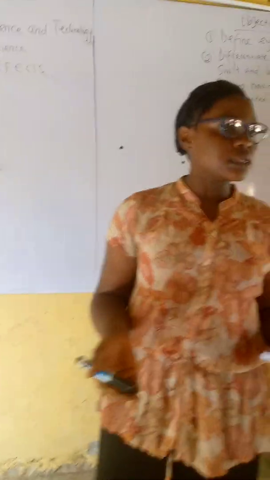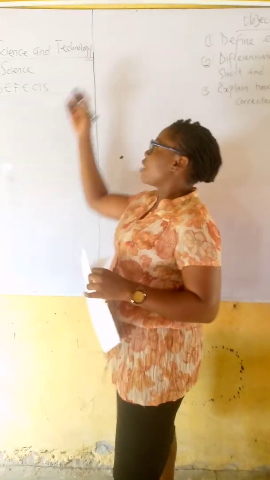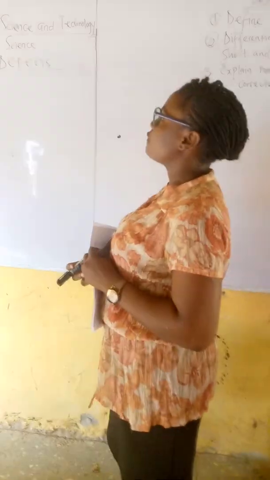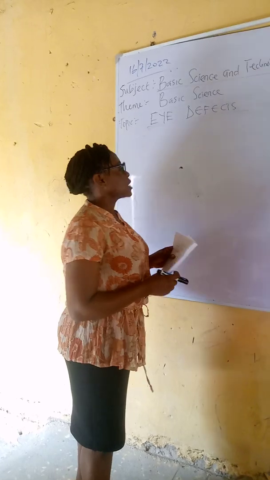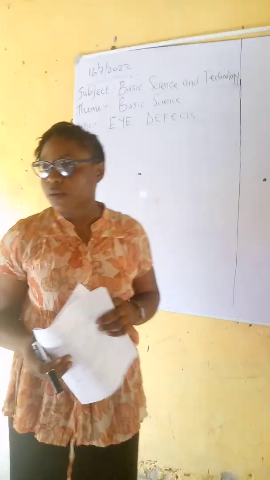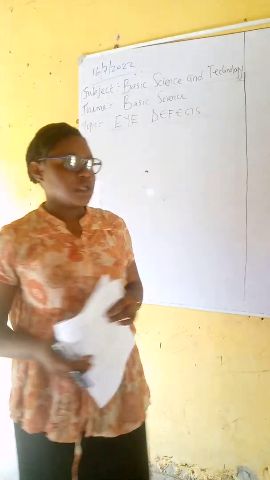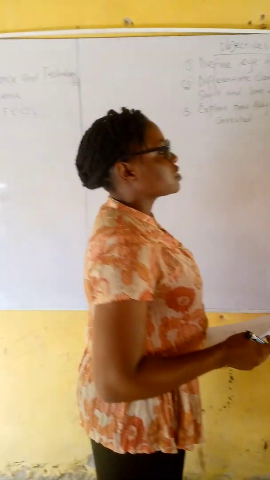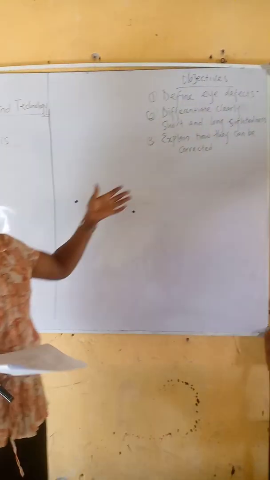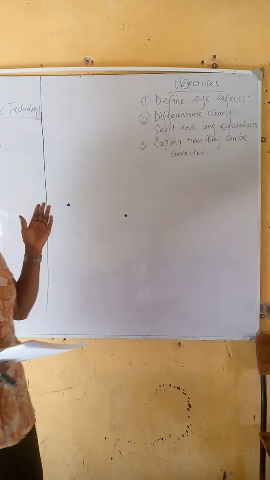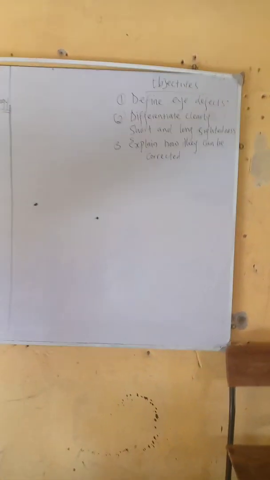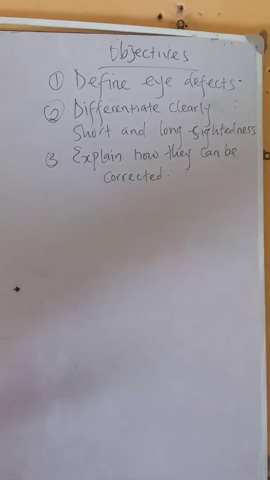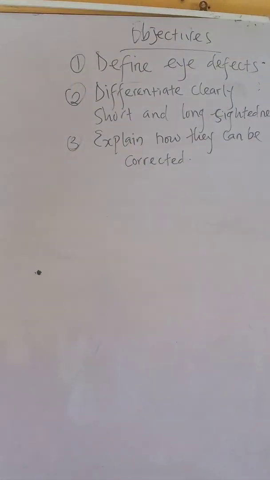Good day, class. Alright, so we're looking at basic science for basic 4, that means primary 4. And our topic on the board is eye defect. What's the topic on the board? Eye defect. Thank you. At the end of this class, I expect you to be able to define eye defect, be able to differentiate between short and long-sightedness, that's the types of eye defect, and then you should be able to explain how they can be corrected.